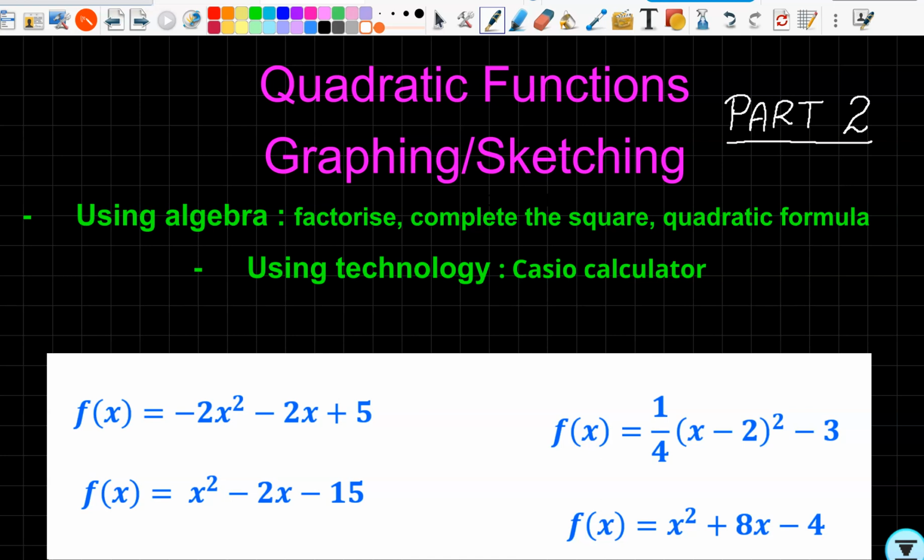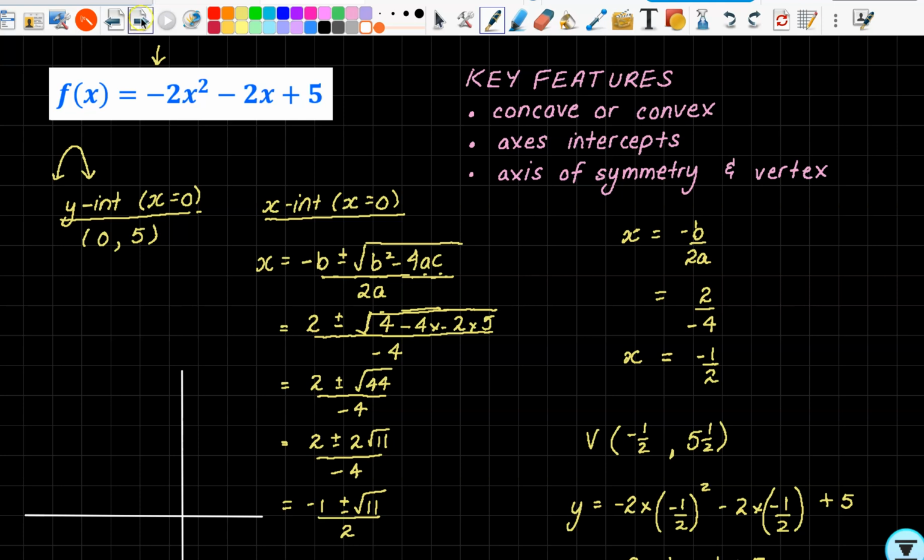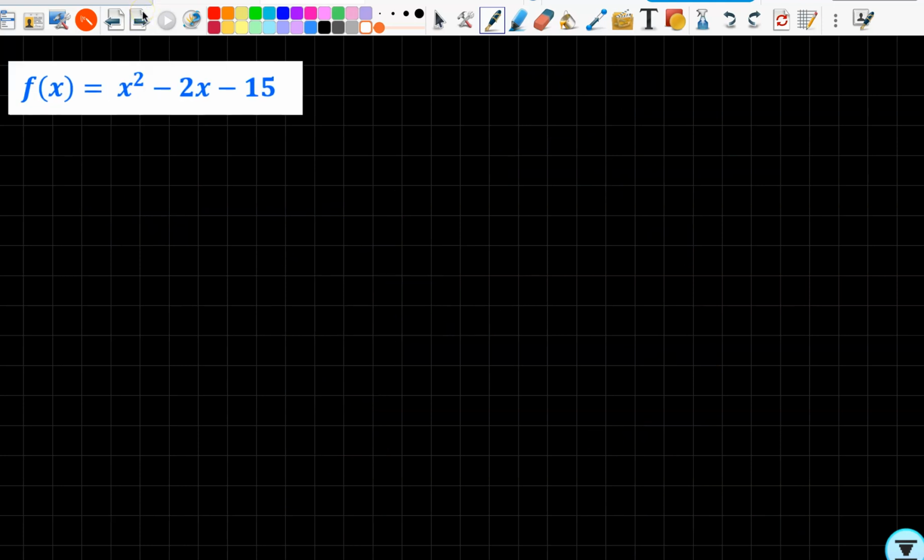So this is part 2 of our video of how to sketch various functions. We've already looked at the first expression, the first equation. That was done in video part 1. Now we're on to the second one.